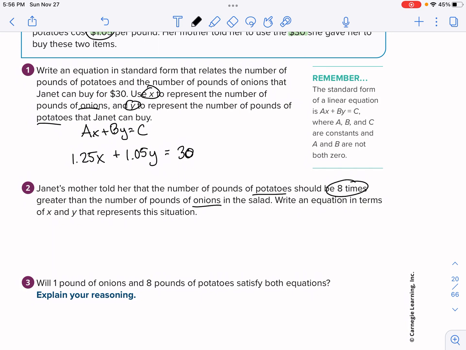So this is a rate. That's y equal to 8x. So we want x, which is onions. If you multiply by 8, it equals y, which is potatoes.